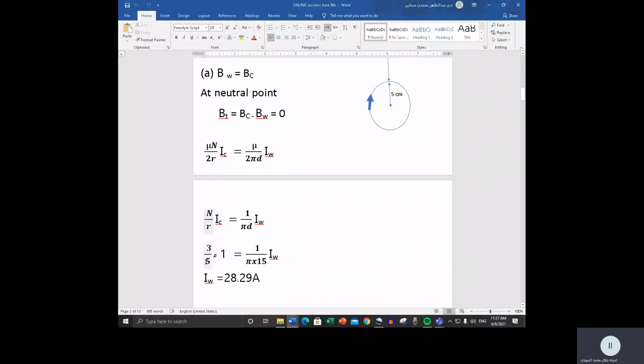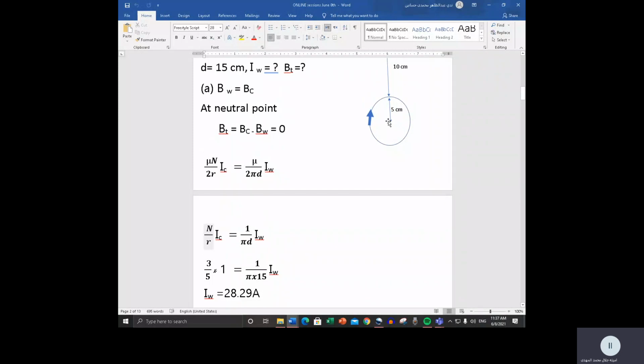So here I have 5 centimeter, which comes from here, this is the radius of the circular loop, multiplied by the current in the circular loop or the coil, which is 1 ampere, equals, here I have 1, I put pi as it is, and the distance.